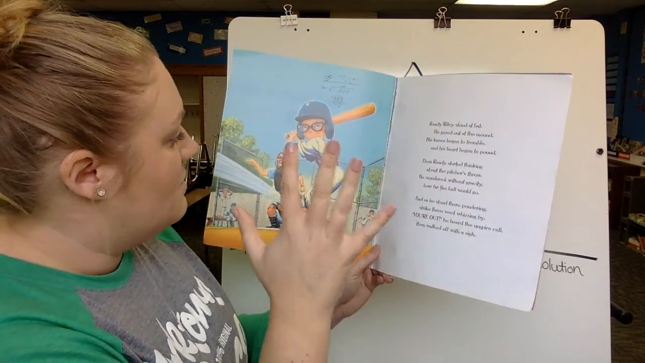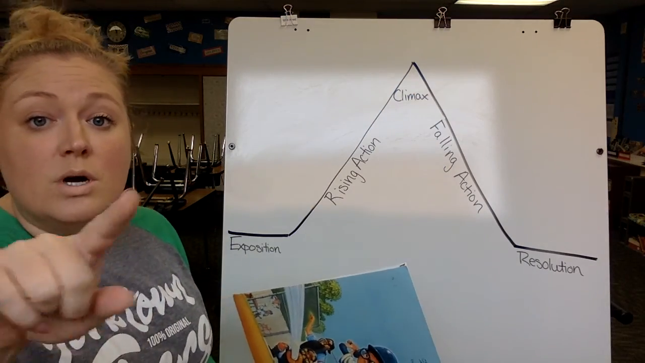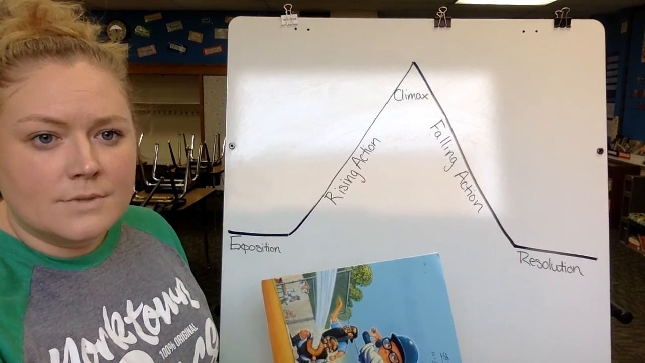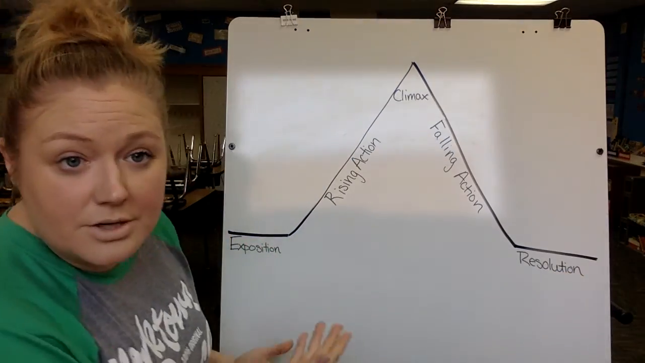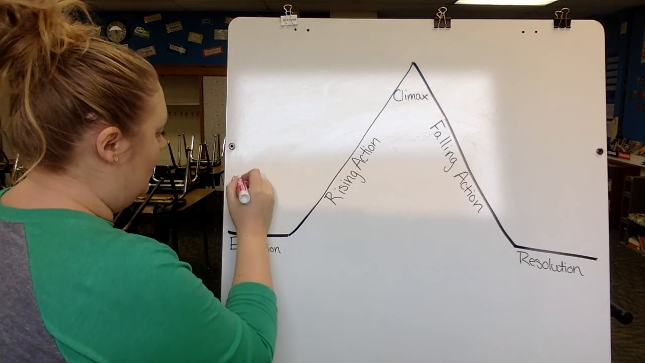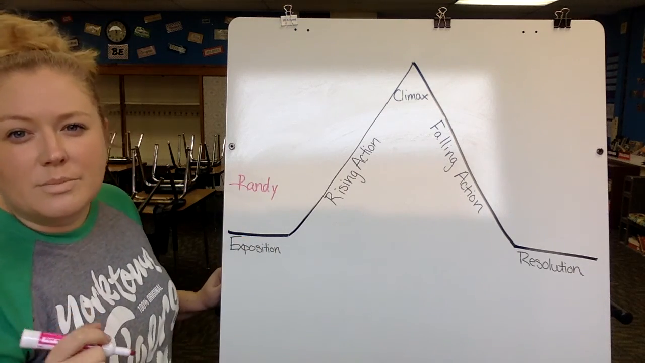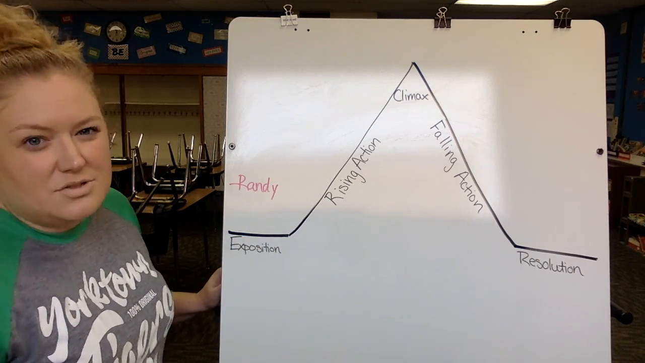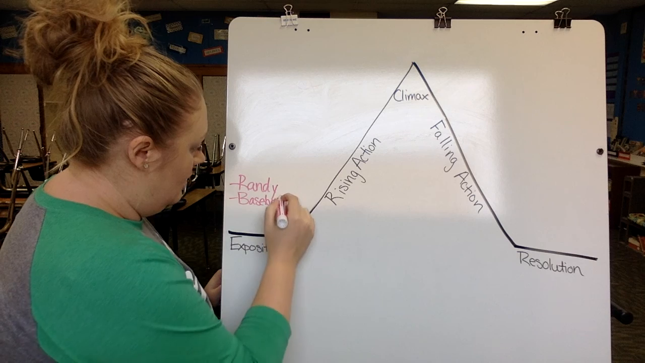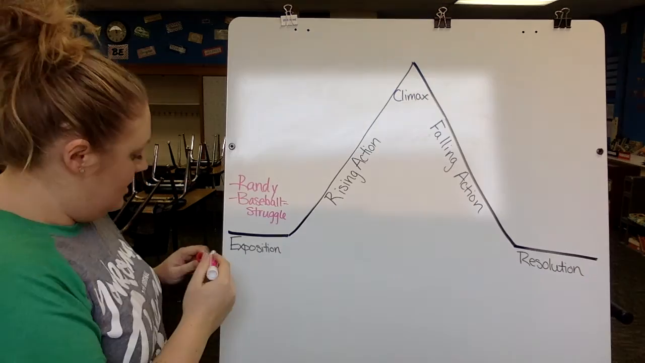I'm thinking, is there anything from this part of the book that could fit into our plot diagram? Ooh, Sky, I see you raising your hand. What do you think could fit in here? Sky, perfect. Absolutely. Yeah, we learned one of the characters. One of the characters is Randy. So I'm going to add Randy. He's a character. Yeah, Mason, you have your hand up too. Mason, what else? Yeah, he struggles with baseball, right? So baseball equals struggle. So that might be the problem that we get into. Let's keep reading and see.